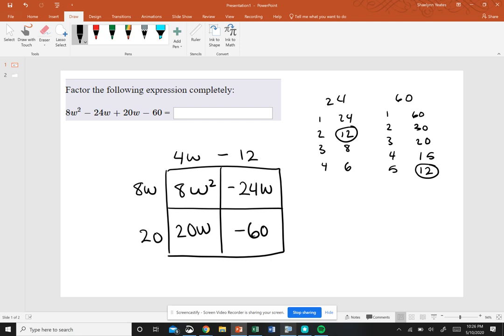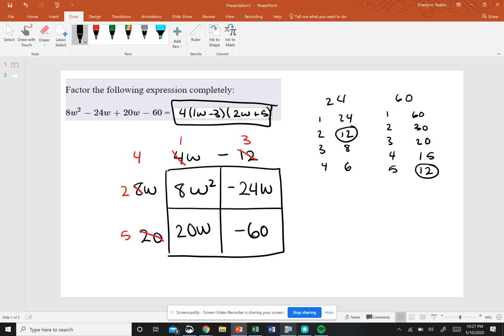Now, notice how everything has a common factor of 4? So now I'm going to pull out a 4. I'm going to pull a 4 out of 4 and I get 1. I'm going to pull a 4 out of 12 and I get 3. Pull a 4 out of 8 and get 2. Pull a 4 out of 20 and get 5. So then my final thing is going to be that 4, and then a 1w, or you could just put w, minus 3, and then a 2w plus 5. And that's my final answer.